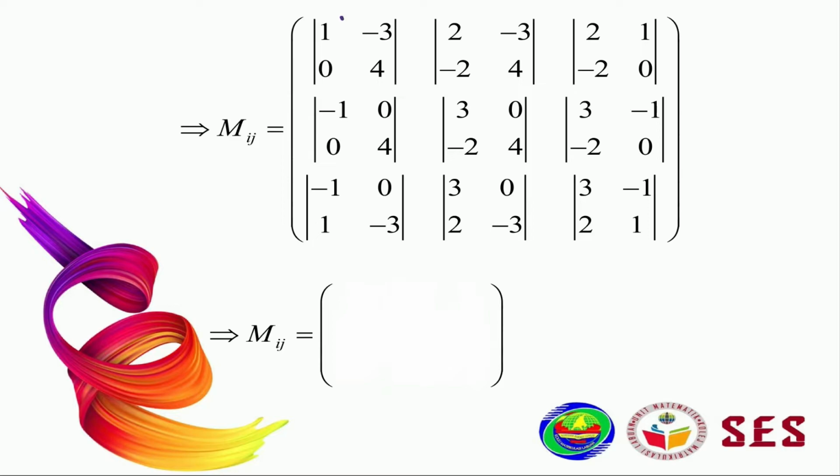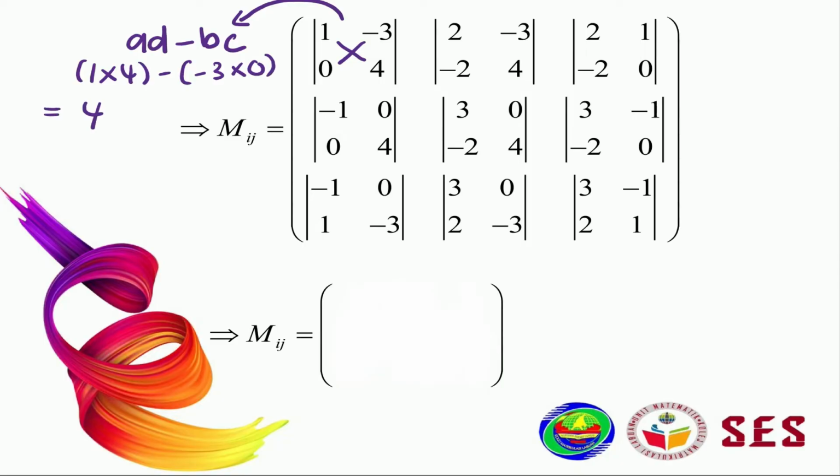Okay, for the next step, we need to subtract AD minus BC in order to get a value for the minor. So for example, for the first row and the first column, we will multiply 1 and 4, and minus -3 multiplied with 0, so you will get 4. And then you repeat it with other elements in the matrix. So you get the answer 2, -4, 12, -2, 3, -9 and 5.